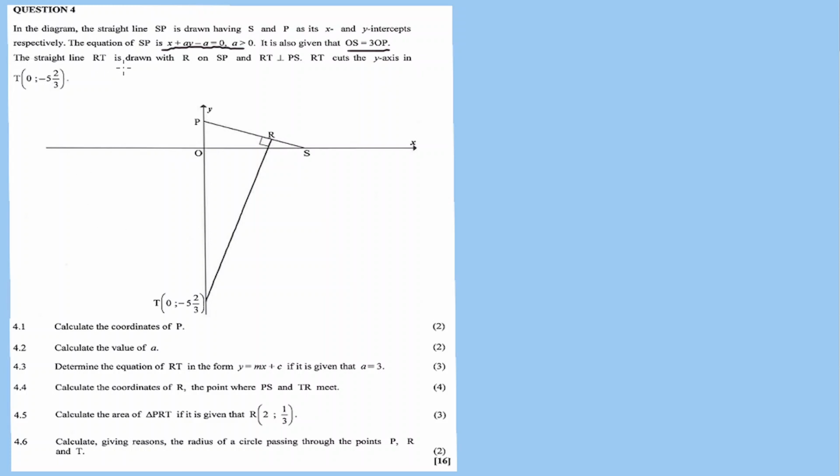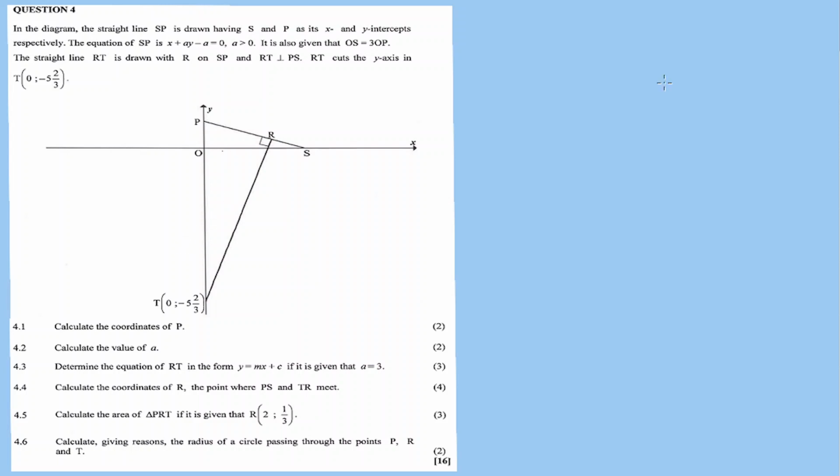The straight line RT is drawn with R on SP and RT is perpendicular to PS. Another statement I underline. And then RT cuts the y-axis in T, this point here, right? Another point we highlight or underline. So this is the information that will help us a lot in our calculations. Thanks for tuning in, guys.